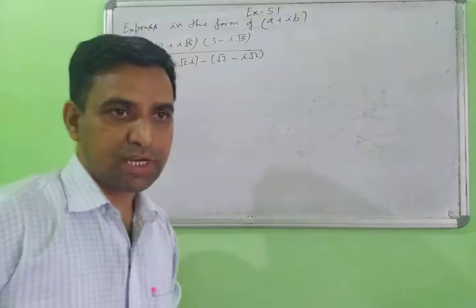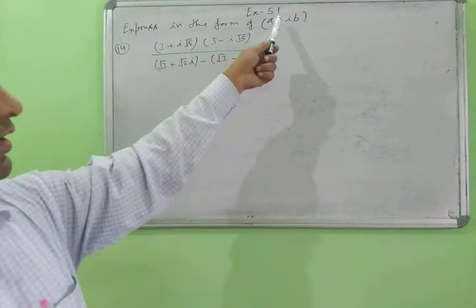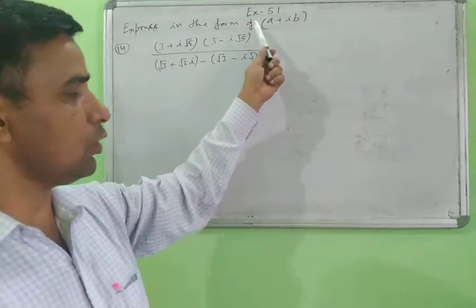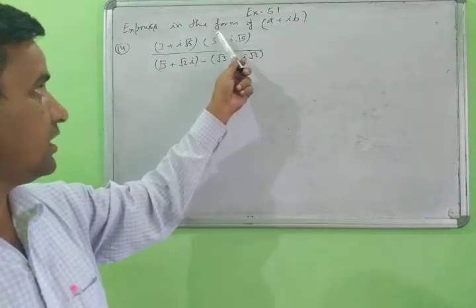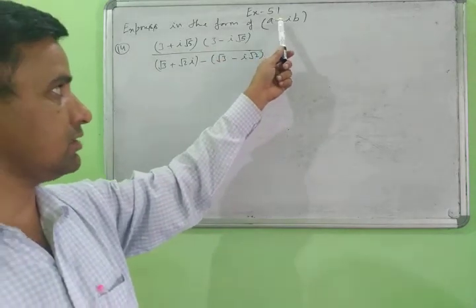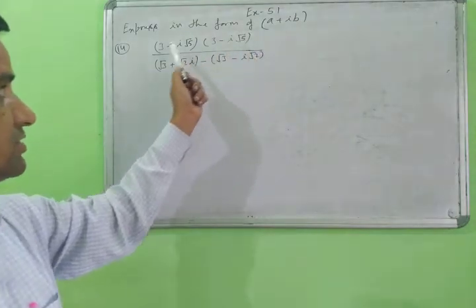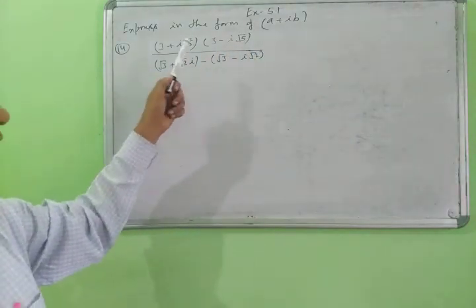Yes, then next question, I am taking question number 14 here. Express in the form of a plus iota b. This is the last question, in the fraction form. The first, second and third questions were only the simple part. Here the question is given as a fraction form, so how to solve it?